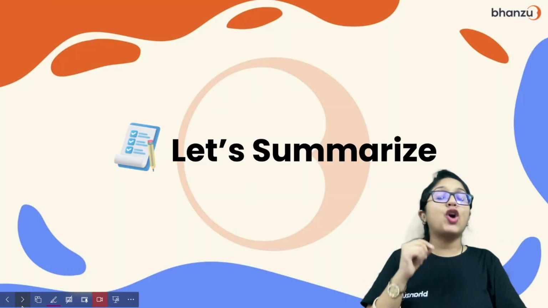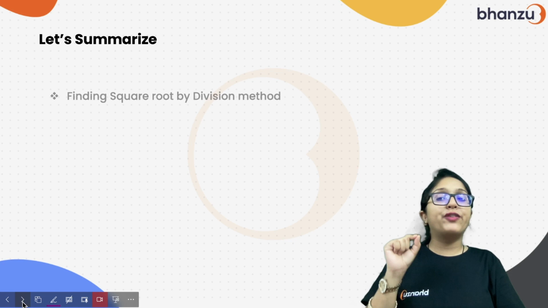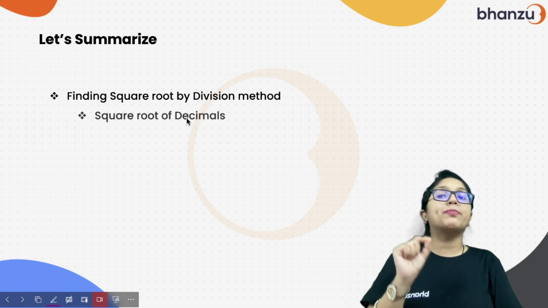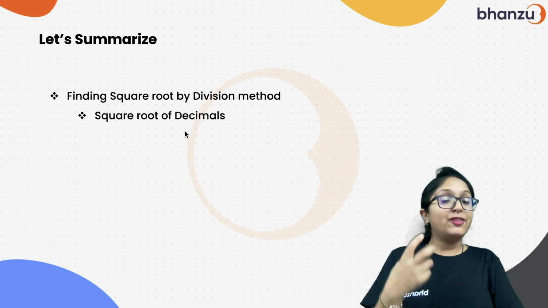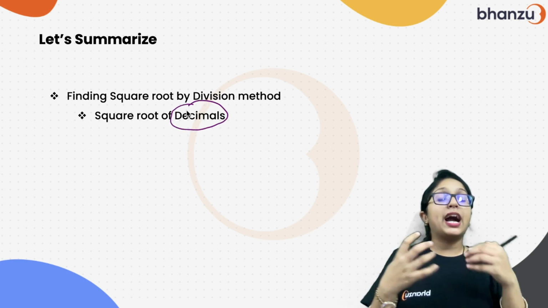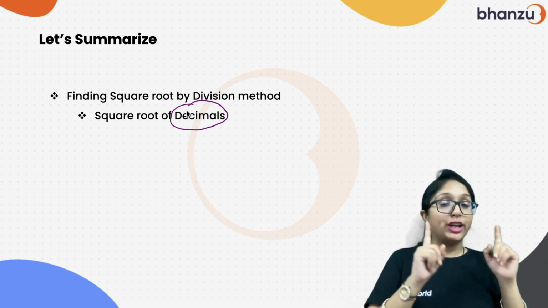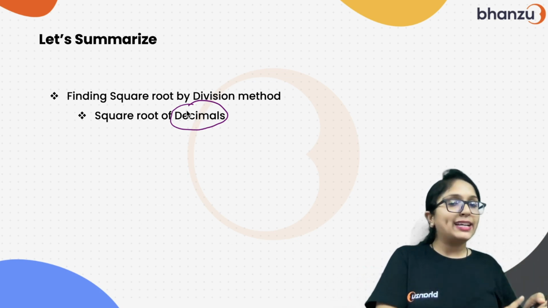I hope you understood all the questions, and we will quickly summarize what we did through this video. We talked about finding the square root by the division method, and then we talked specifically about decimal numbers, that is, how we can find the square root of decimal numbers. And remember that you need to make the pairs from the right hand side.